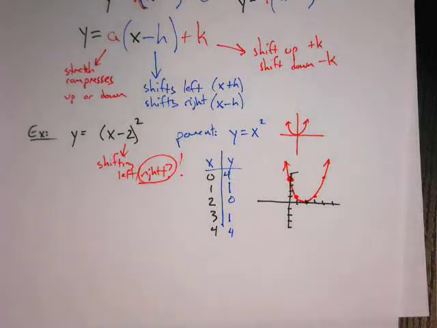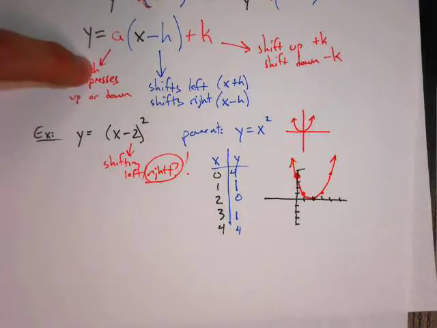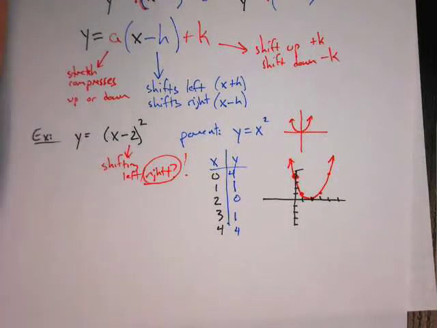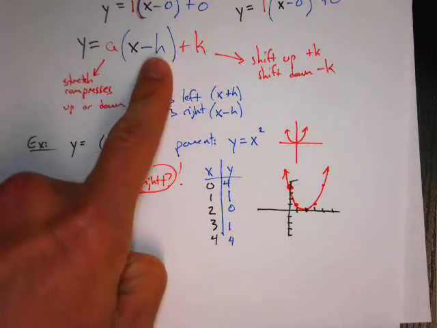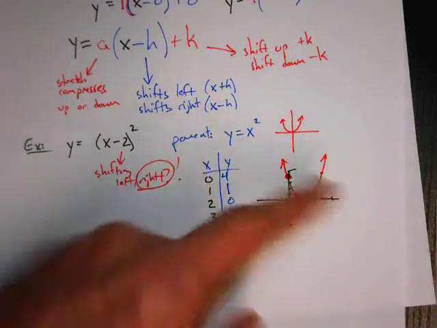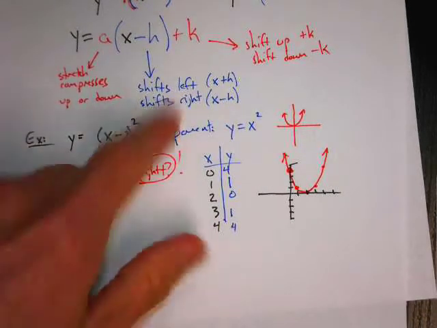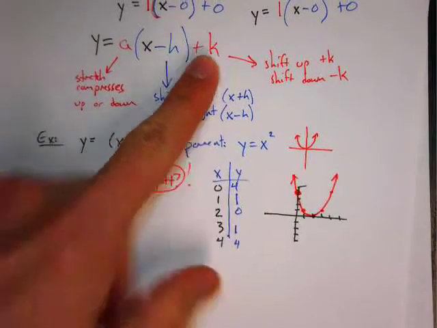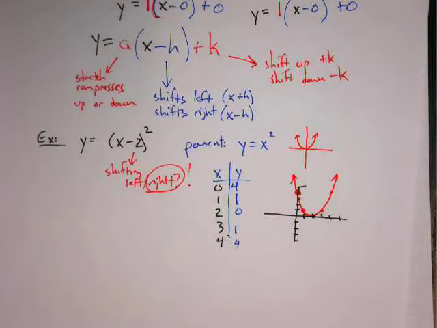Okay, so remember what a does. Stretch, compress, is it up or down? What h does, if it's minus h, it's to the right. If it's plus h, it's to the left. And then what k does. If it's plus k, it's up. If it's minus k, it's down. Those are the notes. The rest is practice.